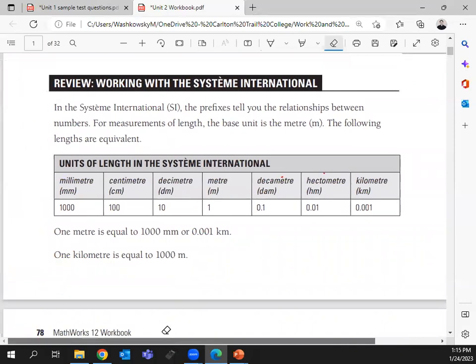So when you're converting, all of this distance that you see on your screen is exactly 1 meter. So this is 1,000 millimeters. This is 100 centimeters. This is 10 decimeters. It's 0.1 decameters, 0.01 hectometers, and 0.001 kilometers. That's what this thing is here, a meter stick.